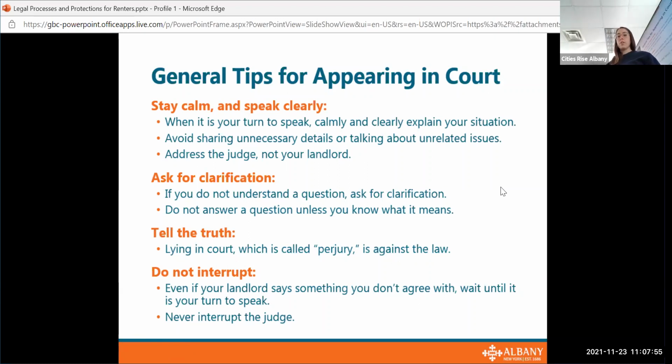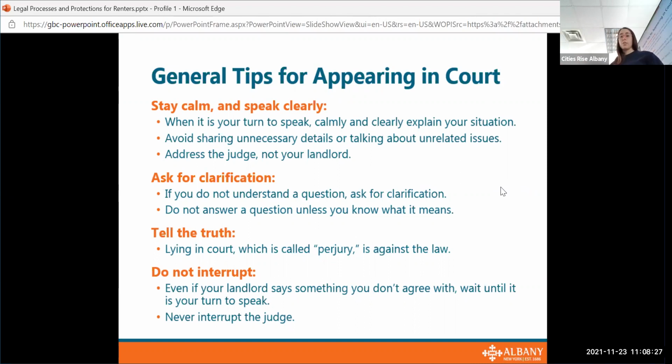When it's your turn to speak, you'll want to speak very calmly and clearly and explain your situation as simply as you can. And most of the time, the judge will not like it if you share unnecessary details or talk about unrelated issues. They may actually redirect you to stay on topic or ask that you bring your focus back to the matter at hand. And you'll also want to make sure that you are addressing the judge and not your landlord.